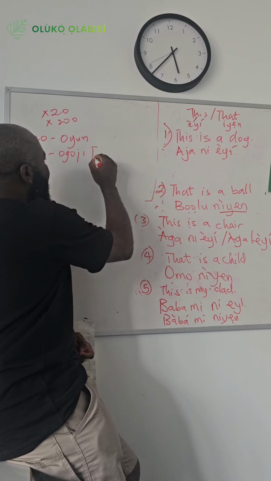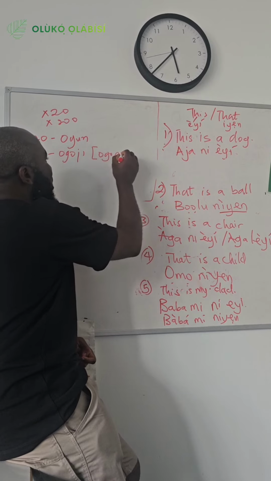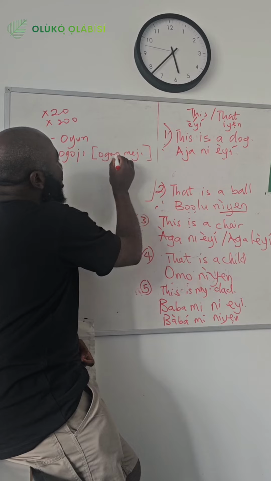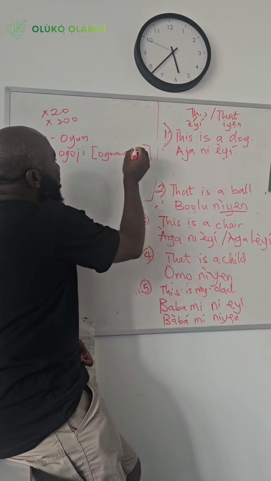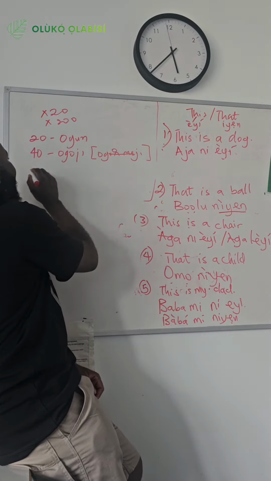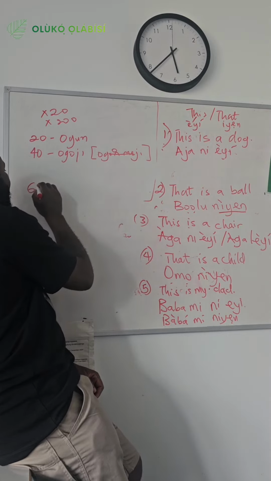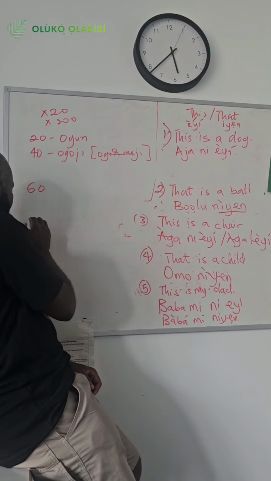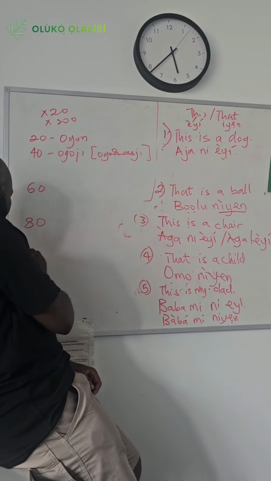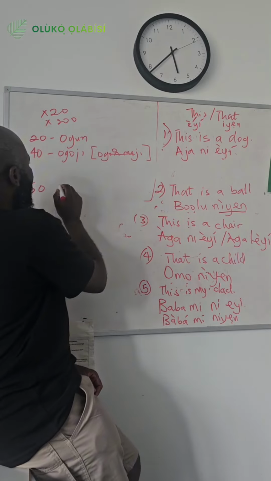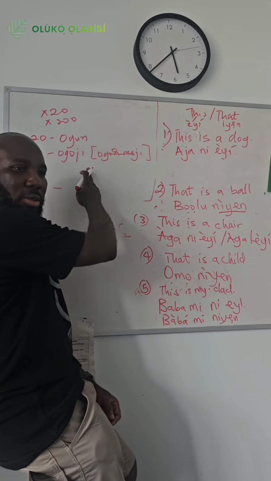Remember, Ogoji is from Ogun Meji. We now erase all of this and turn this to Ogoji. Then after that, let us write 60. This is how you will know it so that you don't get confused. 60, 80, 100. We will stop at 120. Now, we have said that 40 is Ogoji.